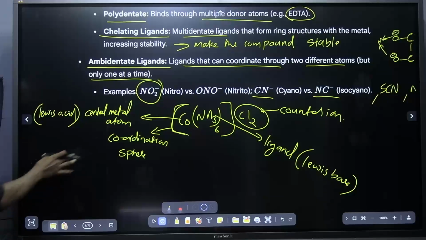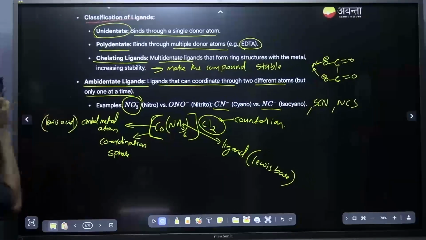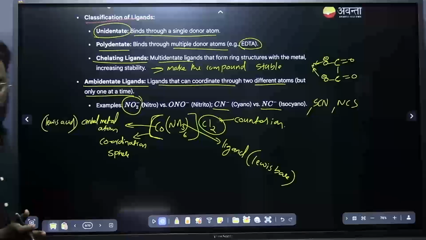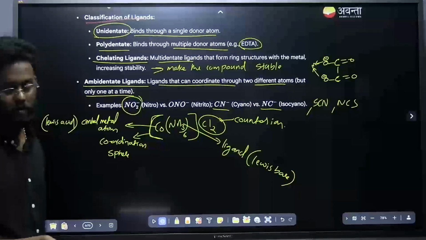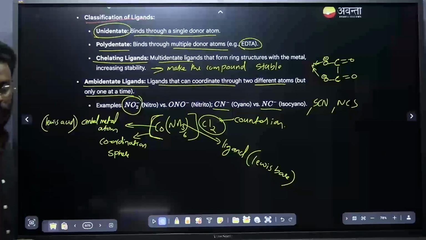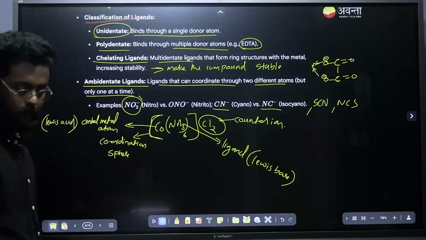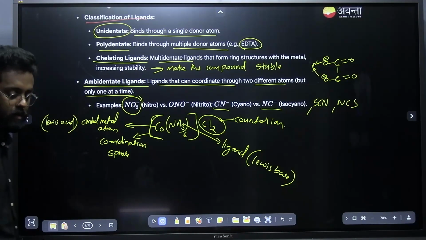This is just a summary of the introduction of this chapter. Hope it is clear to everyone. We can move into the next part, that is nomenclature. Shall we move, students? Any doubt anybody is having? Yes, thank you.